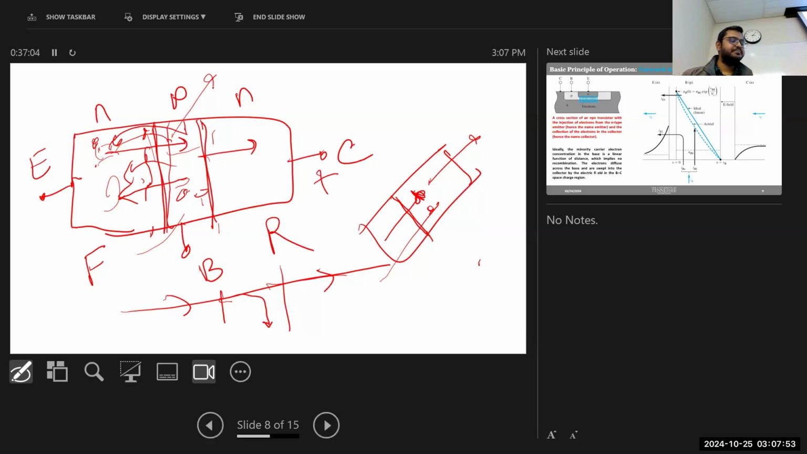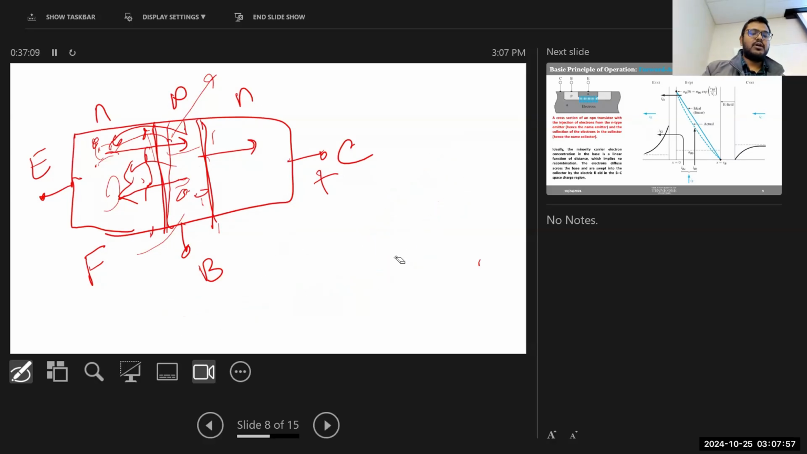Okay. So now, if we look at the current flow, here at the emitter, there are some electrons flowing from emitter to base. So the current will flow in the opposite direction, right? The flow of current is opposite to the direction of electrons. We know that, right? So the direction of the emitter current will be this. Is that correct? So this will be our emitter current.